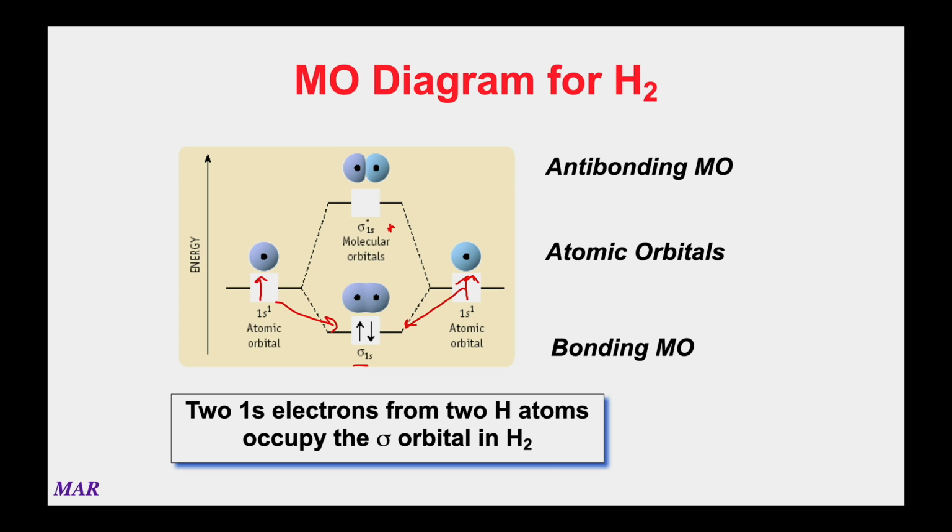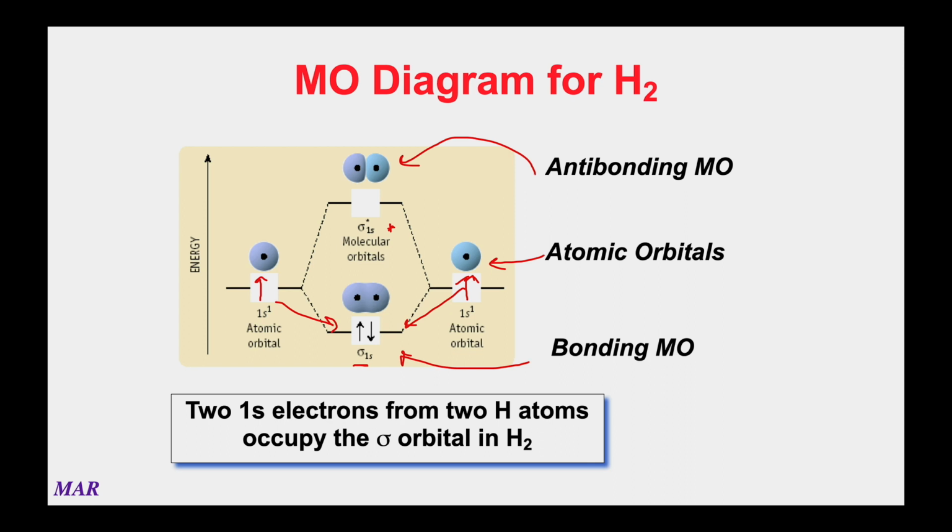So we would describe this as two 1s electrons from two hydrogen atoms occupying the sigma 1s bonding orbital in H2. And again, the atomic orbitals are just these guys. The bonding molecular orbital is this one right here. The anti-bonding is right there. And because there's more bonding than anti-bonding, H2 is going to happen, which is pretty cool.